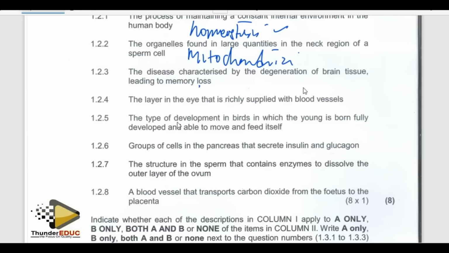They're saying the type of development in birds in which the young one is born fully developed and able to move, meaning that born prepared. Pre means prepared.